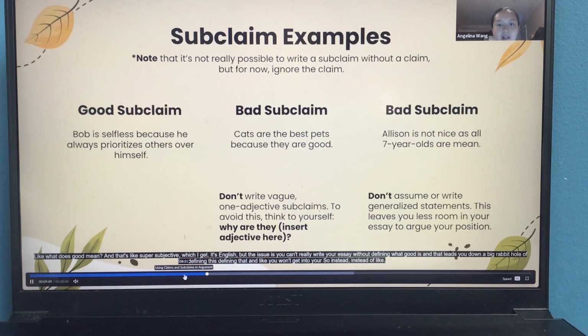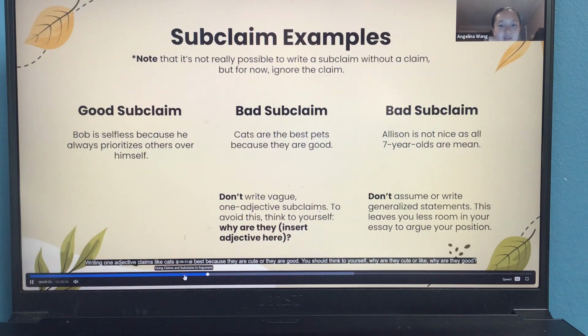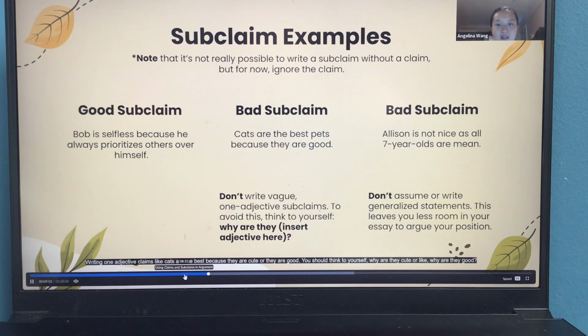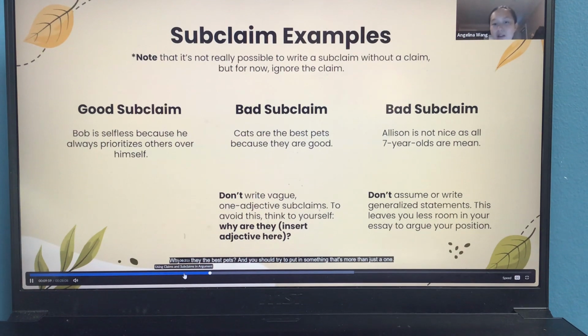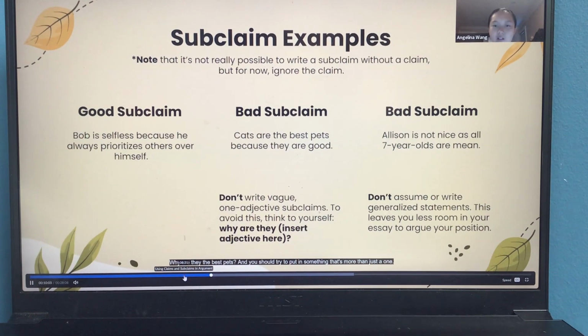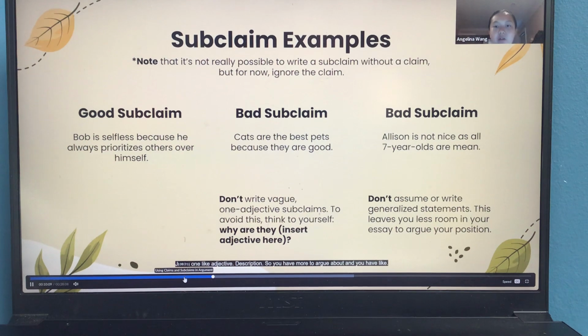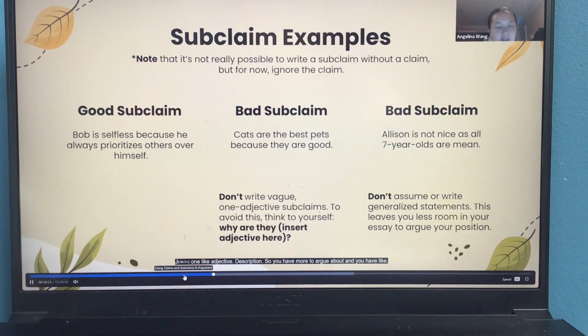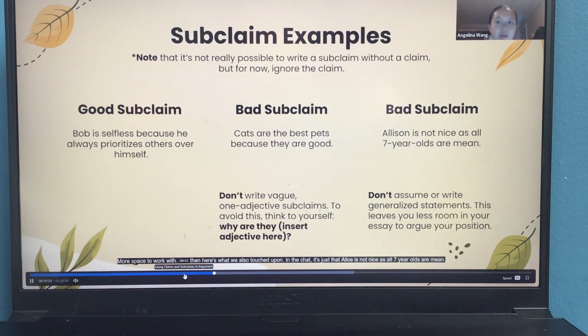So instead of writing one adjective claims like cats are the best because they are cute or they are good, you should think to yourself, why are they cute? Or why are they good? Why are they the best pets? And you should try to put in something that's more than just a one adjective description, so you have more to argue about and you have more space to work with.